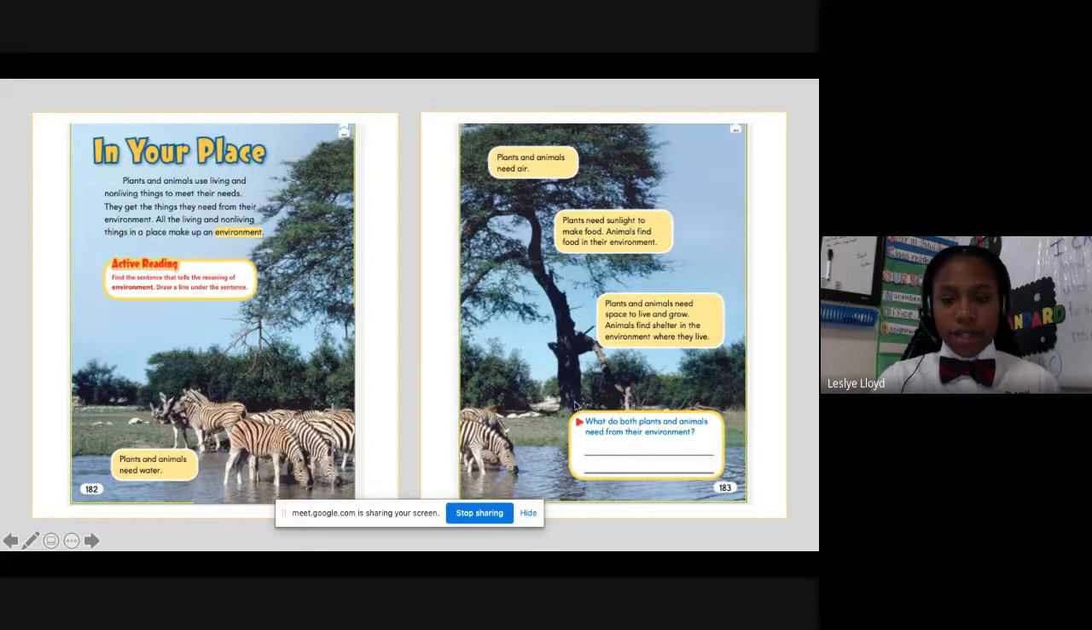And down here it says, what do both plants and animals need from their environment? And we can find those answers in these three bubbles and also the bubble on this page, the things that plants and animals need from their environment.